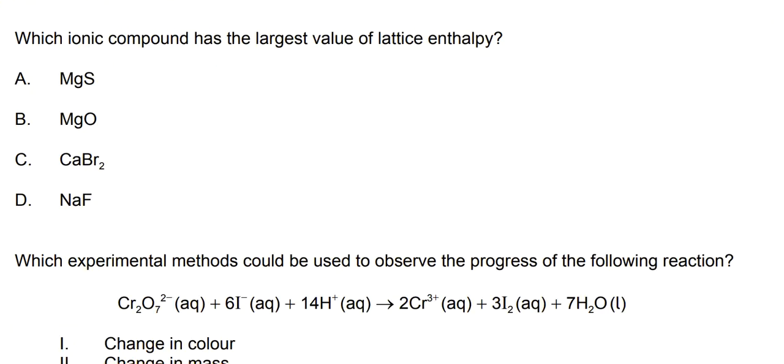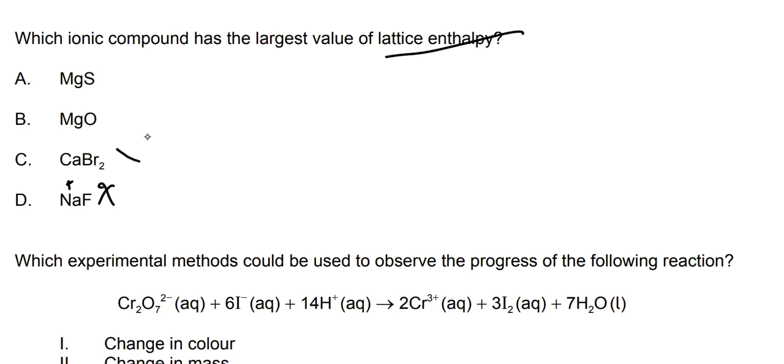Which ionic compound has the largest value of lattice enthalpy? Lattice enthalpy is going to be higher if we have a stronger ionic compound, so that'll be a really strong, high charge compound. So if we have a really high charge separation, let's look at the cation first. It's not going to be sodium because that's +1, whereas all these other ones are going to be +2, so it's going to be a stronger, higher charge density.